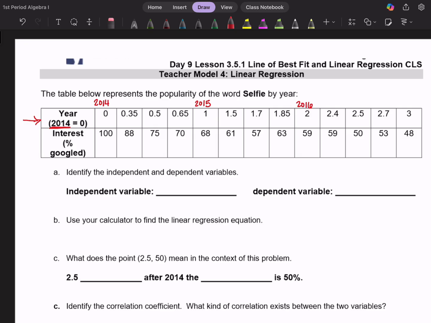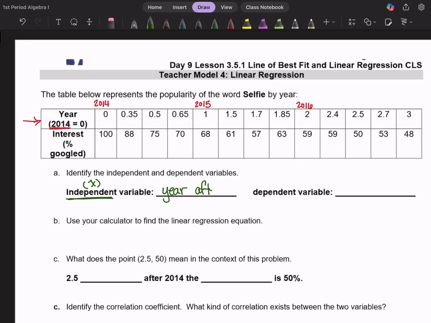The first question they ask you is identify the independent variable. Remember, independent variable is your x variable. Usually the independent variable talks about time. It doesn't matter what's happening, it's going to keep going regardless. In this case, it will be the year, and I'm going to be a little bit more specific. It is years after 2014 because they did give you the starting year.